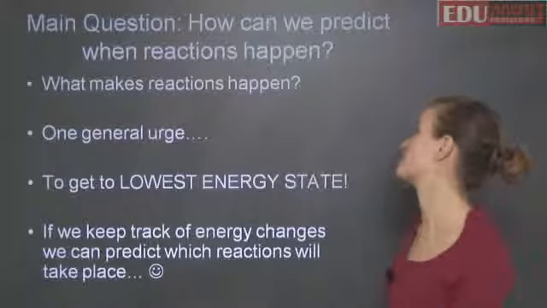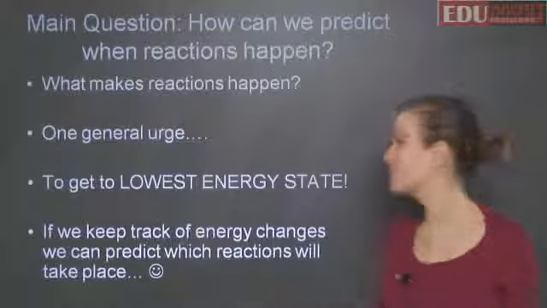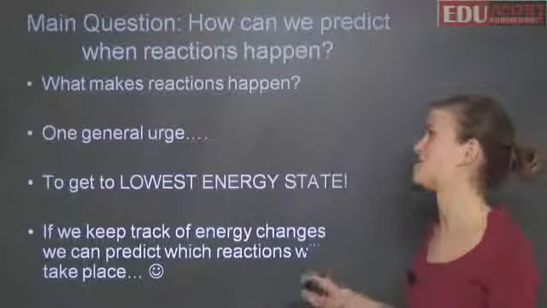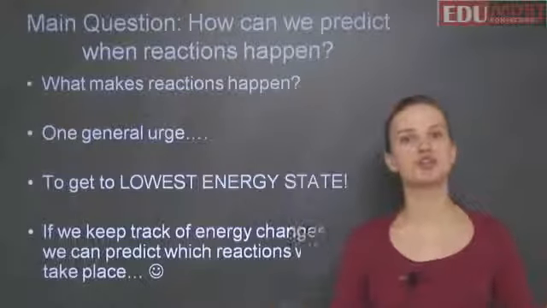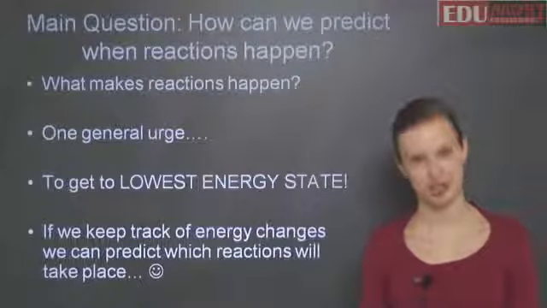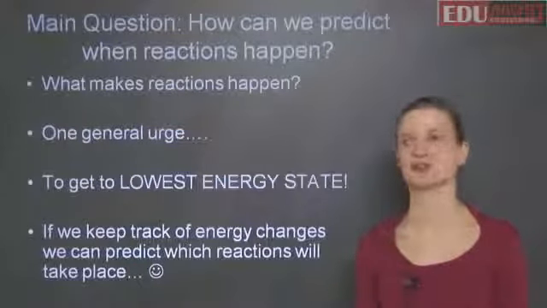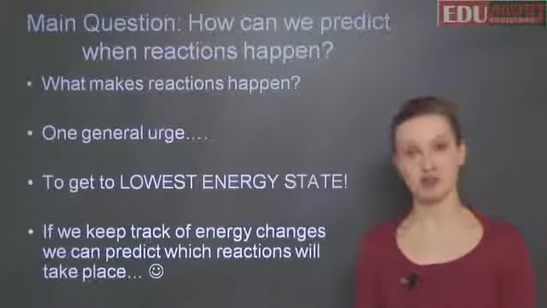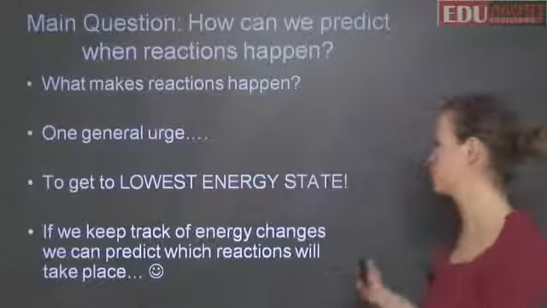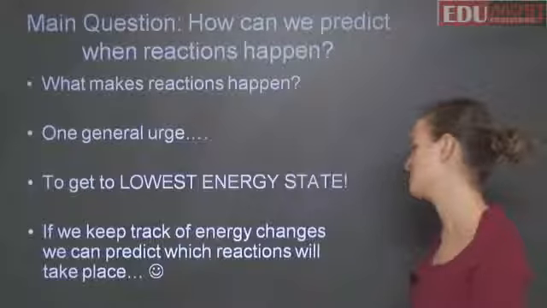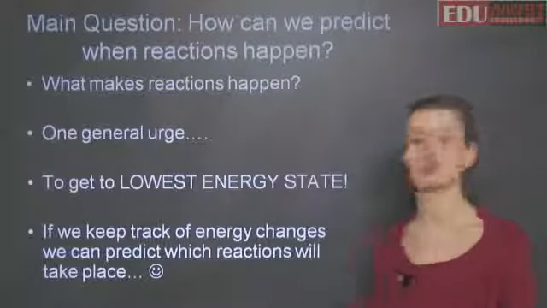Okay, so the main question once again: how can we predict when reactions happen? How do we know if they happen or not? And what makes them happen? There we go again, the big general urge to get to the lowest possible energy level. You can think of this, as my college teacher used to say, as atoms being very lazy. They do not want to be at a high energy state, so they want to get to the lowest energy state. And if we keep track of the energy changes, we can predict which reactions will take place.